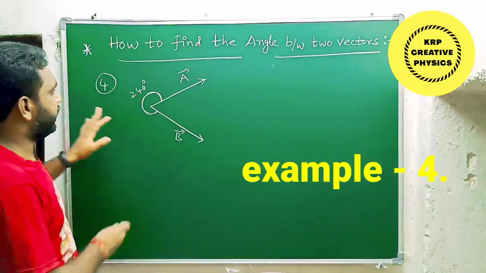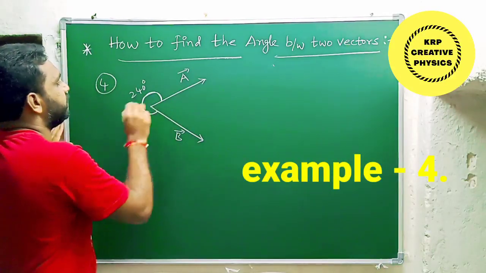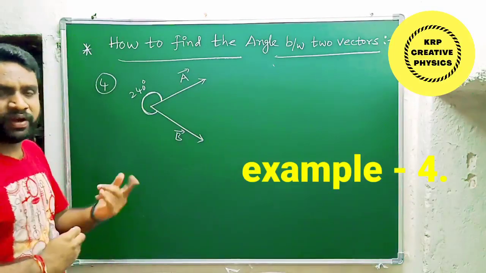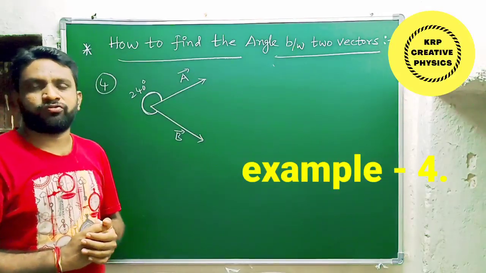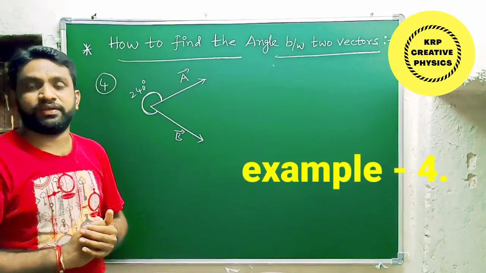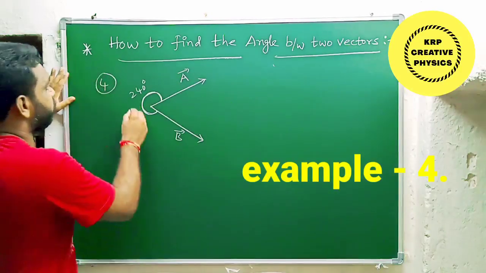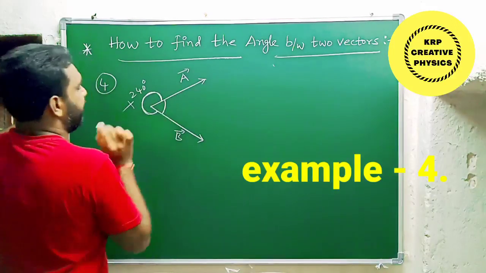So here we have two vectors. The angle between these two vectors is 240, as given in the question. Is this angle correct here? Just try to observe. What is the second condition I told? The angle between any two vectors should be less than or equal to 180 degrees. So it exceeds 180 degrees, and we should not consider this angle. So what is the correct angle here? This is the correct angle.